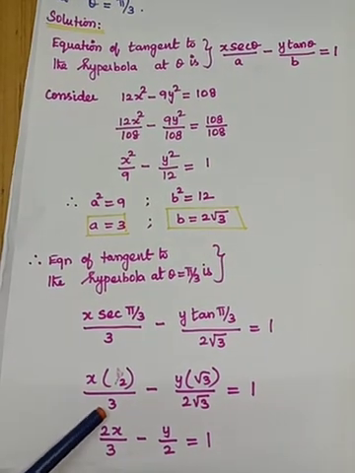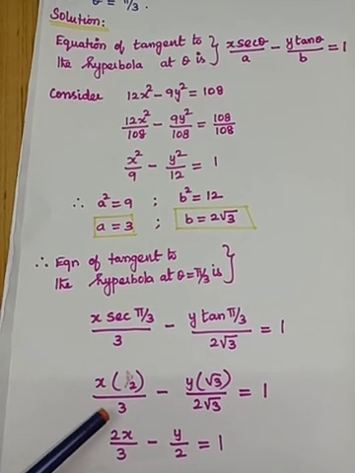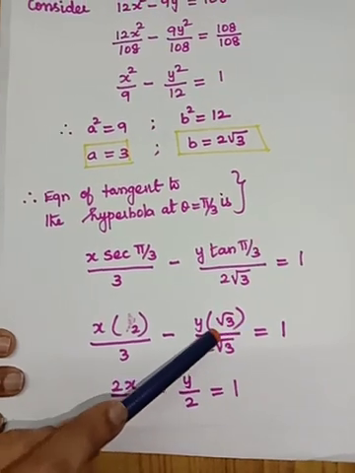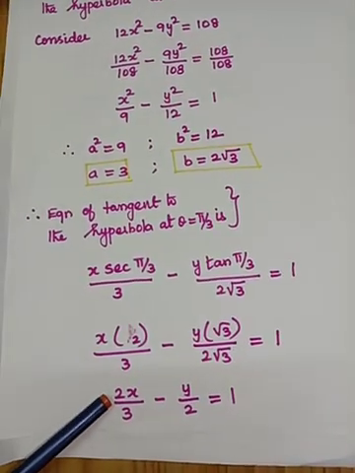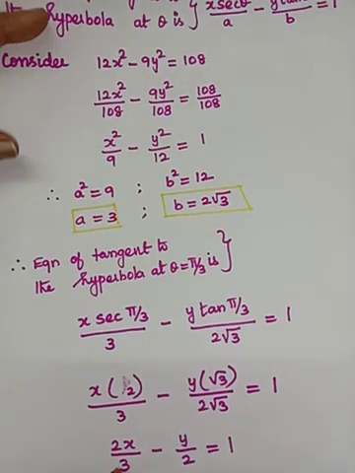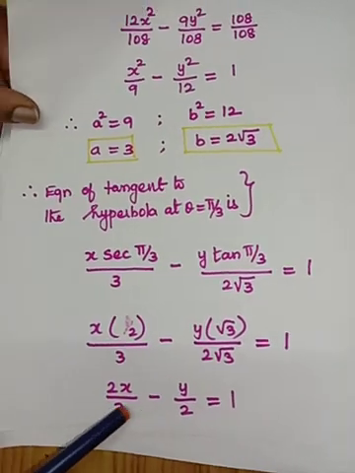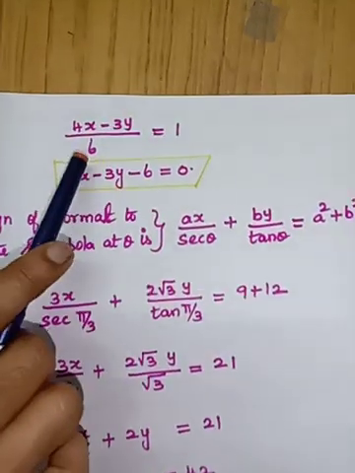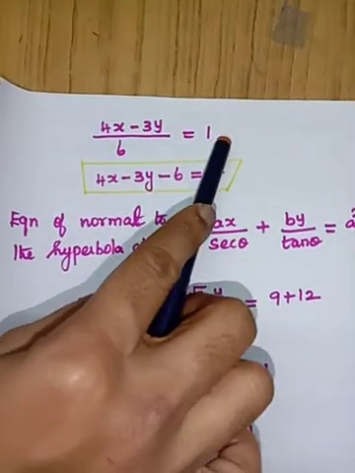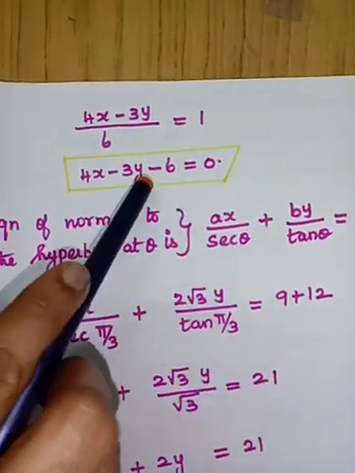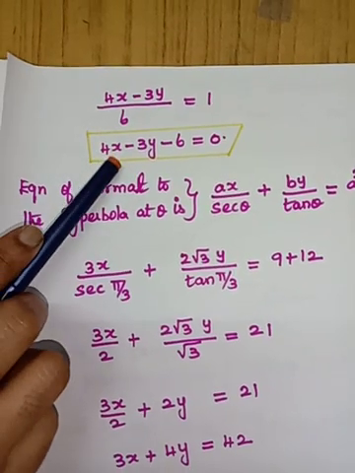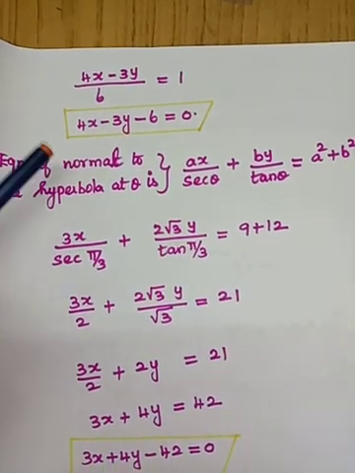So divided by, here the first term is divided by 3 and the second term is divided by 2 root 3. This root 3, the root 3 gets cancelled. So we are getting 2x by 3 minus y by 2 is equal to 1. Taking LCM, it is 6. So it will be 4x minus 3y divided by 6 is equal to 1. So 4x minus 3y is equal to 6. The 6, when you bring it to the left side, is minus 6. So this is the equation of the tangent to the hyperbola.